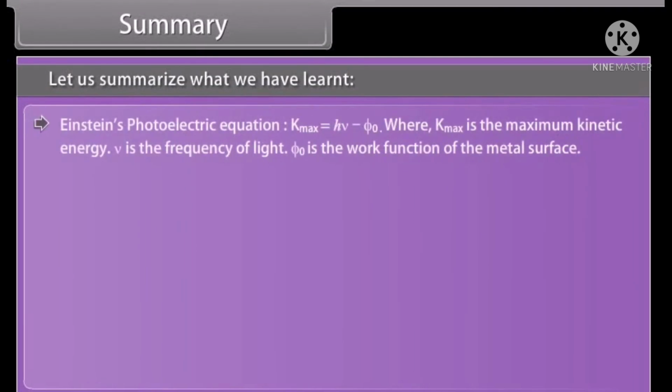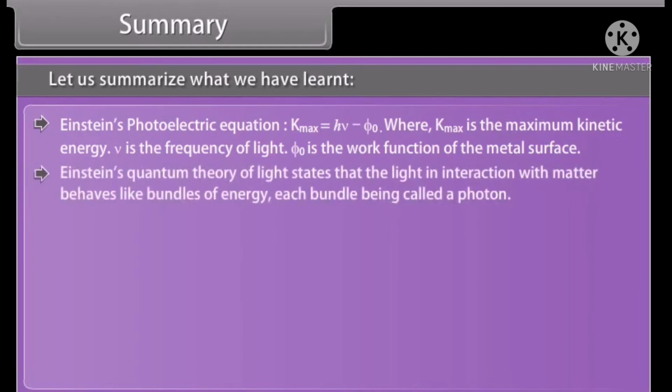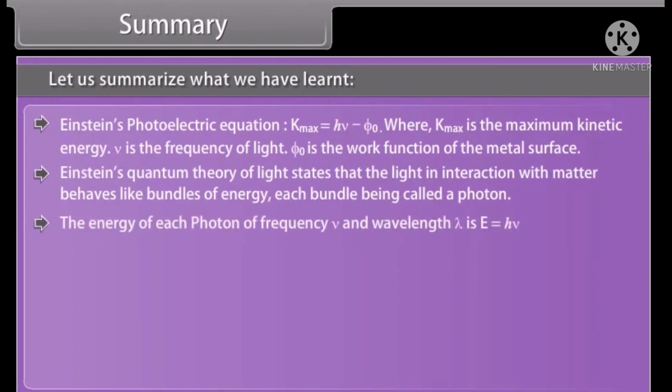Einstein's photoelectric equation. Kmax = h nu - phi 0, where Kmax is the maximum kinetic energy, nu is the frequency of light, phi 0 is the work function of the metal surface. Einstein's quantum theory of light states that the light in interaction with matter behaves like bundles of energy, each bundle being called a photon. The energy of each photon of frequency nu and wavelength lambda is E = h nu.